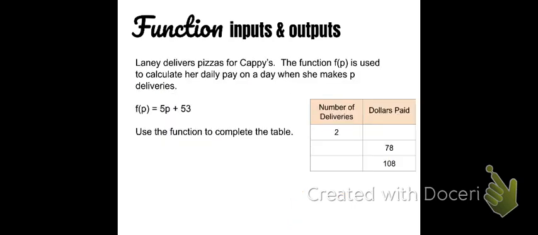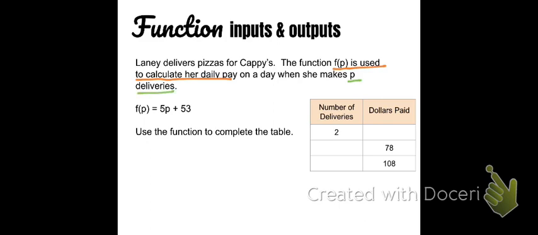Now let's look at a real-world problem. It says Lainey delivers pizzas for Cappies. The function f of p is used to calculate her daily pay. So f of p is her daily pay. And then p is the number of deliveries.